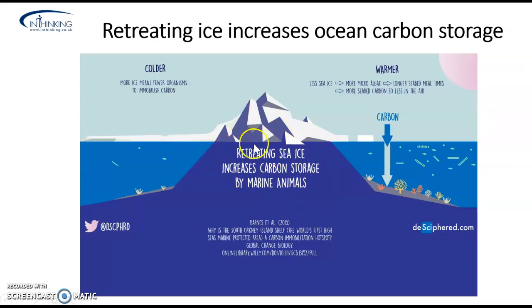Another thing to consider is when we look at retreating sea ice, so melting scenario, retreating sea ice, this basically leaves more space for ocean microalgae to form. And this allows for longer seabed meal times and more sinking of carbon through photosynthesis and the carbonate skeletons which corals might build. So shrinking ice sheets, more ocean sinking of carbon as a consequence.